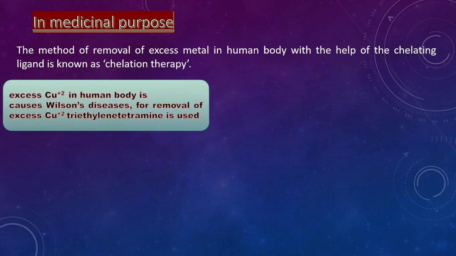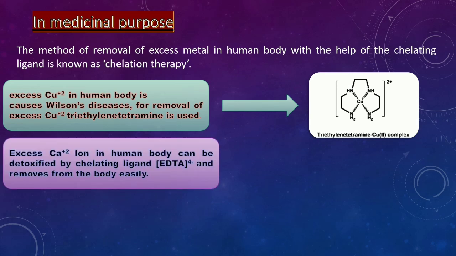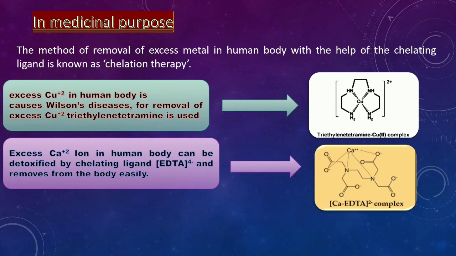As an example, excess copper 2 plus in the human body causes Wilson disease. For removal of excess copper 2 plus, triethyl tetramine is used, which binds to this metal ion and forms a stable complex. And this is their complex. Next, excess calcium 2 plus ion in the human body can be detoxified by the chelating ligand EDTA4 minus and removed from the body easily. This is the calcium EDTA complex.